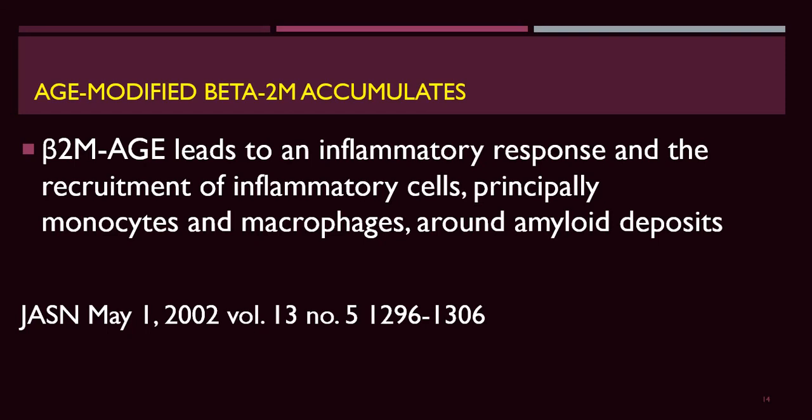Advanced glycation end-product modified beta-2 microglobulin accumulates as well, especially in diabetic patients. Beta-2 microglobulin advanced glycation end-products lead to an inflammatory response and the recruitment of inflammatory cells, principally monocytes and macrophages, around the amyloid deposits. So usually beta-2 microglobulin molecules, as well as additional advanced glycation end-product molecules, participate in the pathogenesis of the disease.